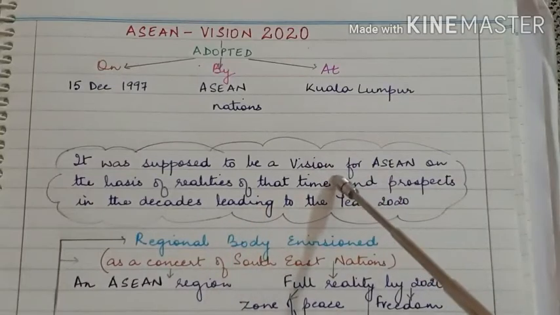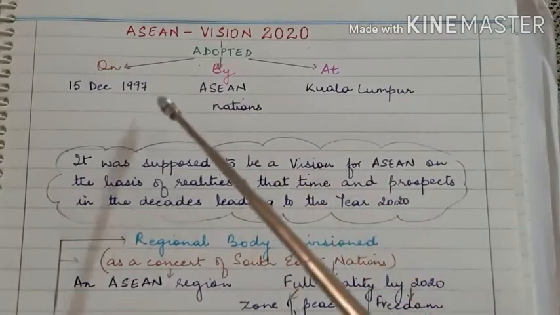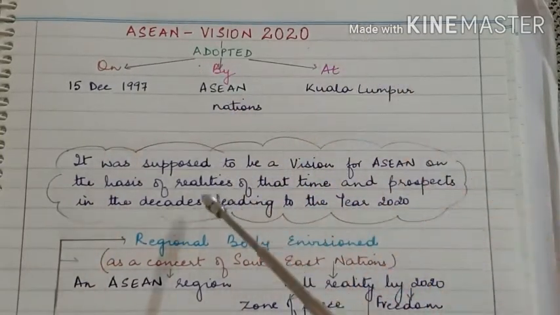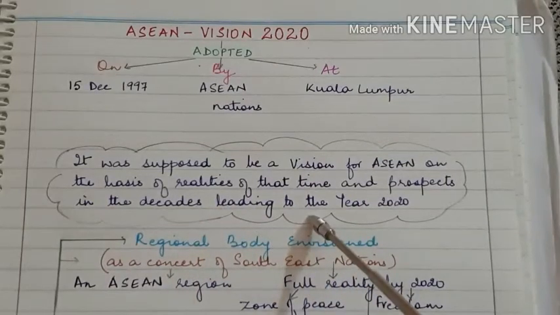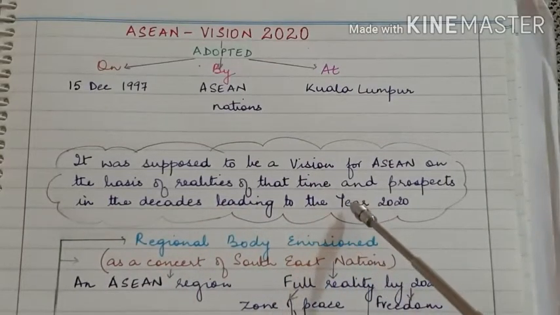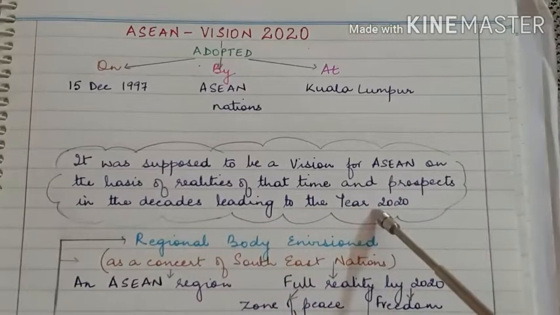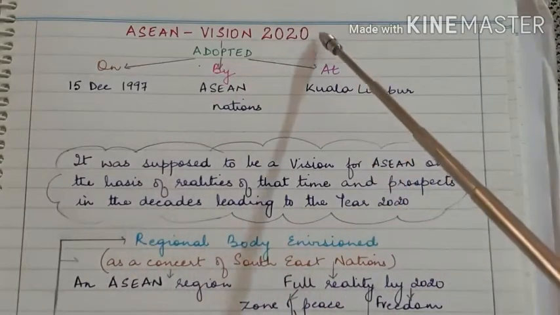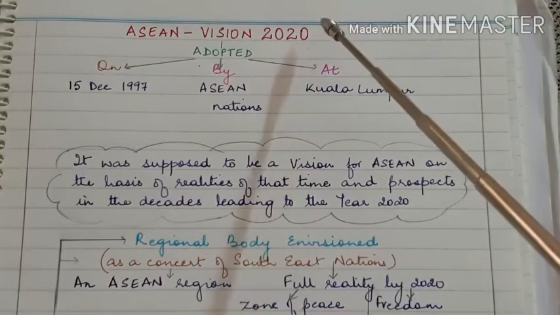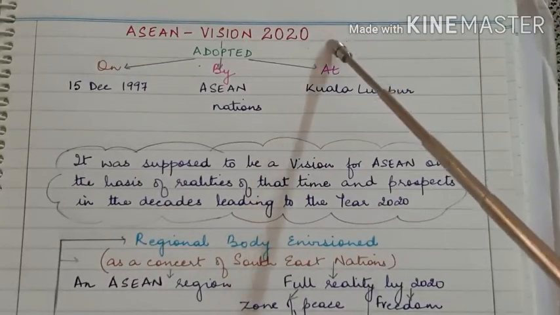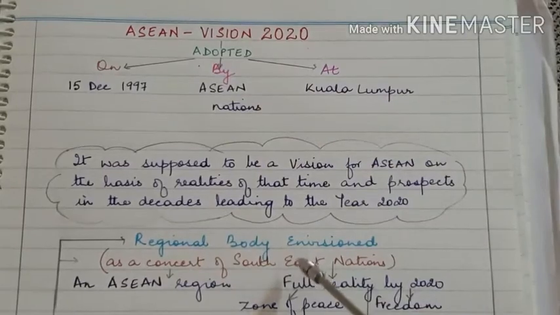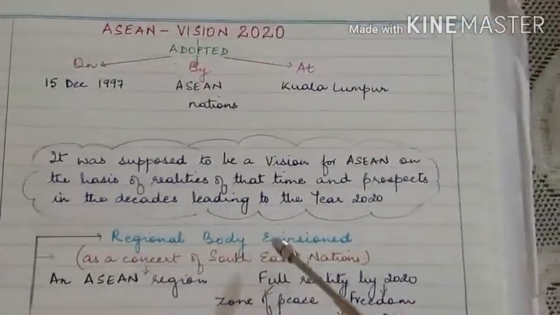What were the realities when ASEAN was framed, from 1997 till 2020, whatever would have happened, how has ASEAN become successful, where has ASEAN reached and what will ASEAN do? Those prospects till the year 2020 were envisioned in this particular topic called ASEAN Vision 2020. So, what had the regional body envisioned?